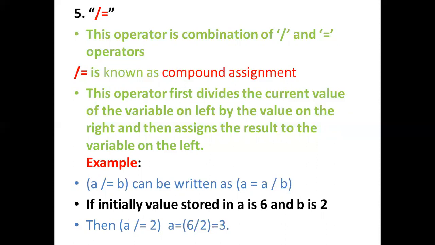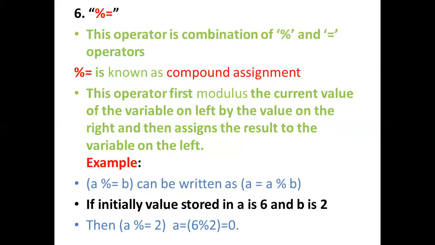Now we have to perform two operations. First one is division. A divided by b. Initial value of a is 6. Initial value of b is 2. 6 divided by 2 is 3. Now 3 is assigned to variable a.